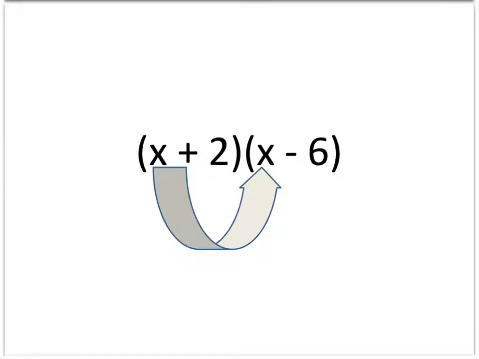Let's say we have the two binomials x plus 2 times x minus 6. First, let's distribute the first term. So we're going to take the two first terms that are in our binomials, and that is what is connected by this first arrow. So let's say these are our first terms.